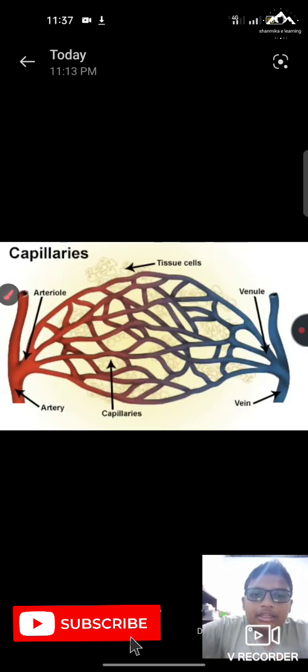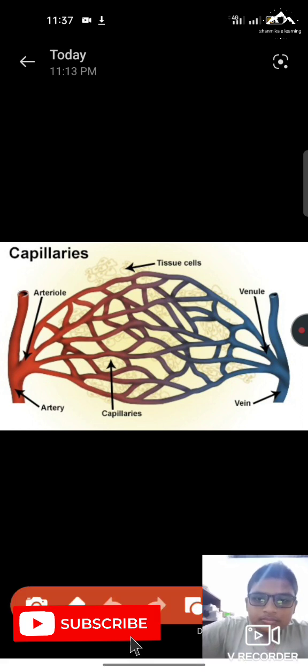When arteries go inside an organ, they divide into arterioles. You can see the artery, and it divides into arterioles here.